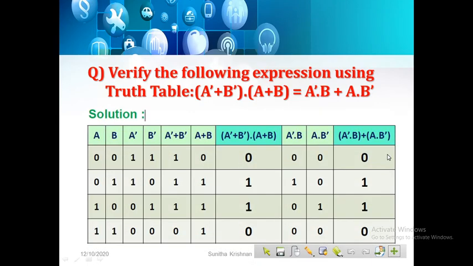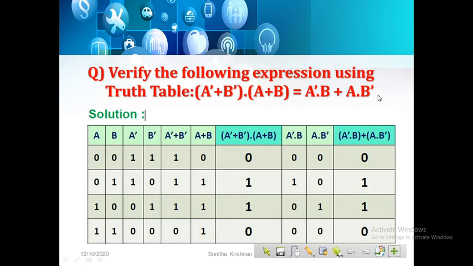See, this is how it is done. You can see that for each and every term in the expression we have to draw that, and these are the things that we have to check. We have to find out this column should be equal to this column. So we have proved with the help of the truth table that the LHS is equal to the RHS.